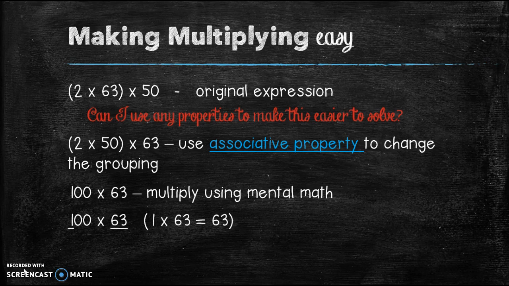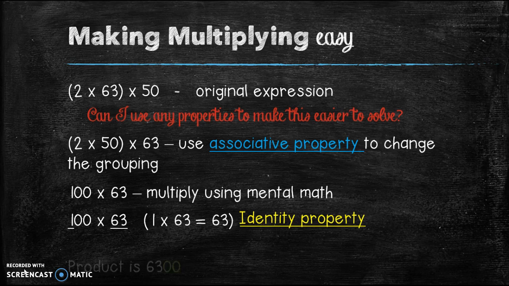First, you're going to underline the value of the digits. So not the ones that don't have value, zeros, just the ones that have value. So I'm going to underline the 1 times 63. Well, 1 times 63, according to the identity property, I know the answer is going to be 63, right?